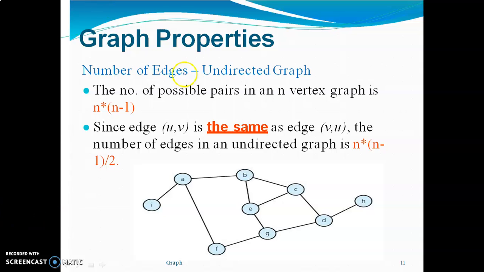Next, graph properties. The first property of the graph is the number of edges in the graph. We can find the number of edges with the help of n into n minus 1.